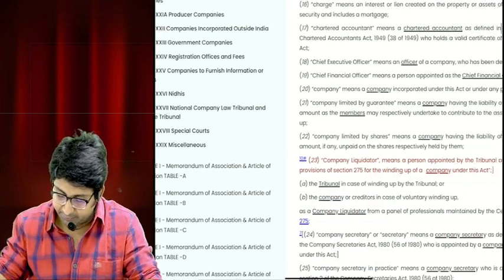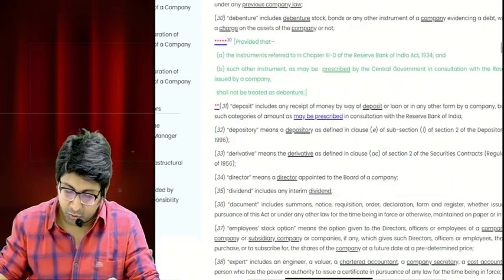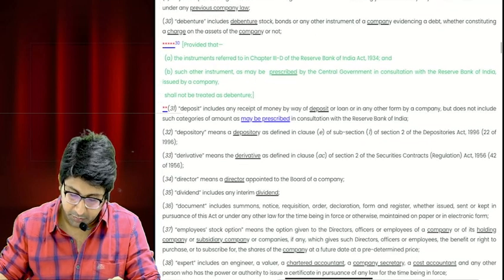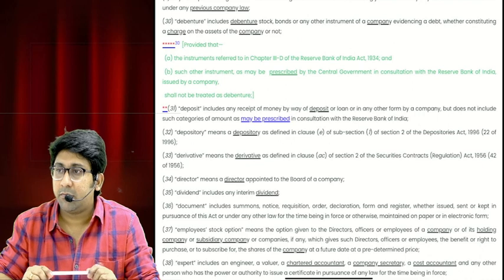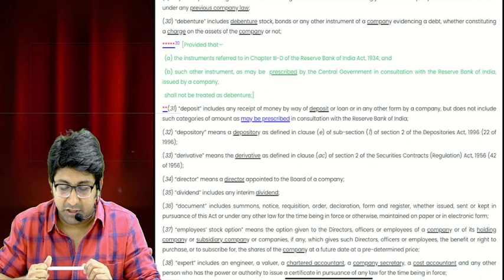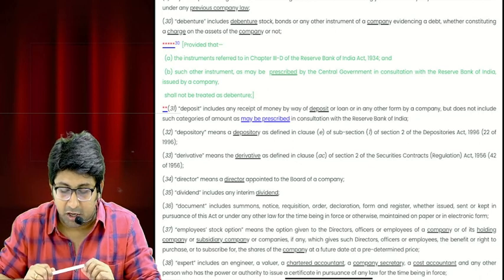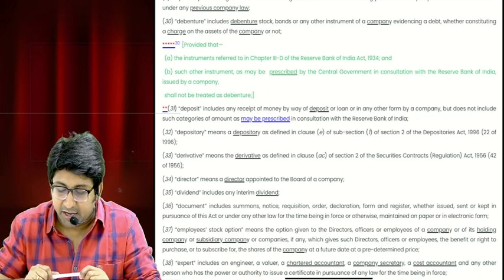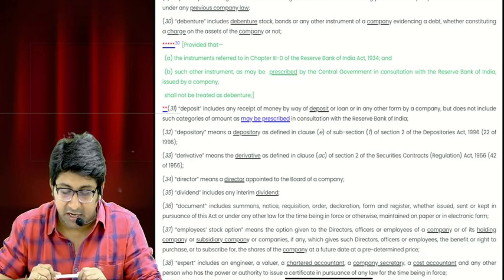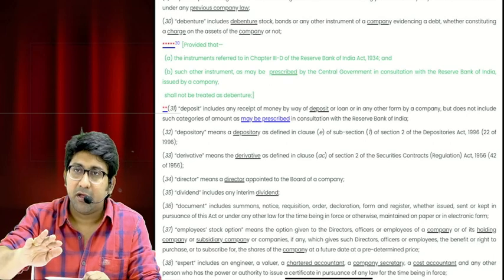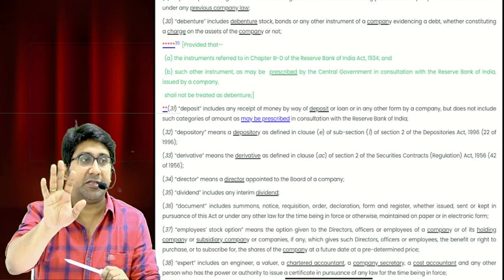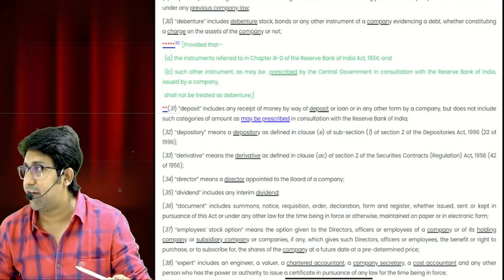Before going into this, let us first have the definition of what is a debenture. Section 2 clause 30. Let's read. Debenture includes debenture stock, bonds, or any other instrument of a company evidencing a debt, whether constituting a charge on the assets or not. Means it may be secured, it may be unsecured. Whether it is secured will not decide the nature of a debenture. Whether it is a debt or not will define whether it is a debenture or not.